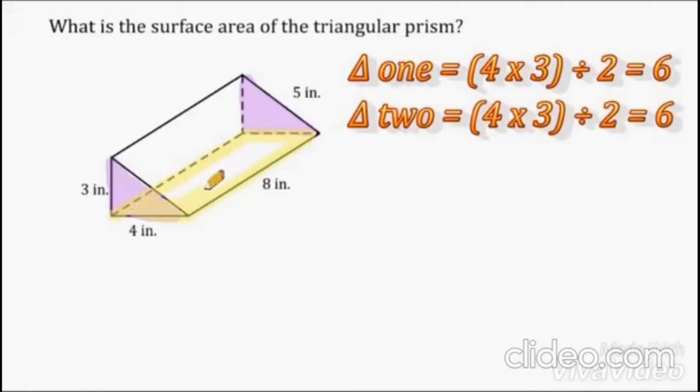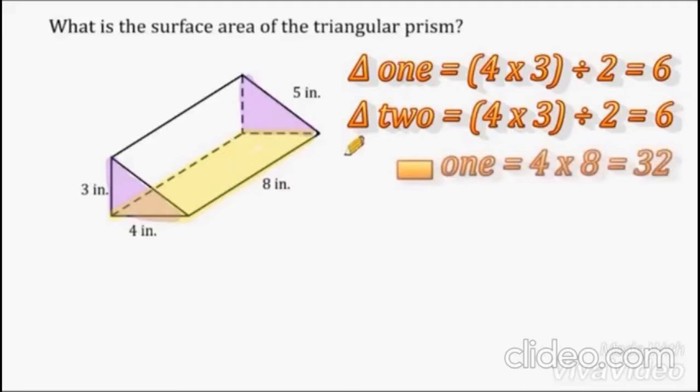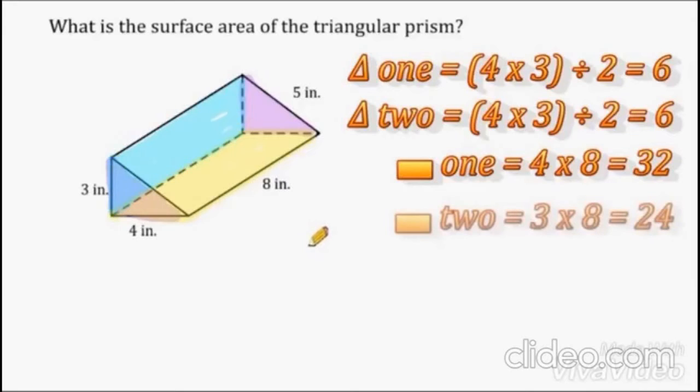Let's find the area of this rectangular surface right here. Now, the dimensions of this rectangle are 4 and 8. So if we multiply 4 times 8, that gives us an area of 32. Let's find the area of this rectangle right here. The dimensions of this rectangle right here are 3 and 8. And 3 times 8 is 24.